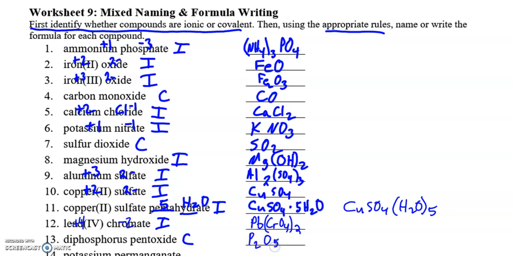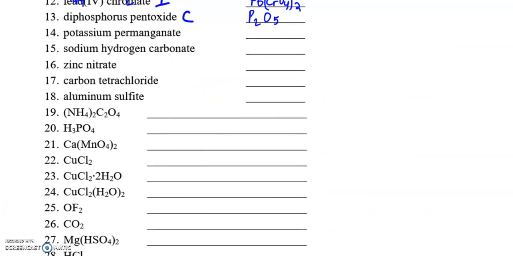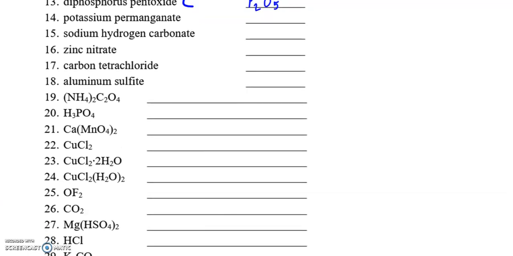Alright, the diphosphorus pentoxide is P2O5. Remember, that's a covalent compound, so it is not necessary for you to do any charges or anything for that one. Alright, again, I would encourage you to pause, give all these a try, and come back and watch the solutions to it. Again, keep in mind ionic versus covalent.